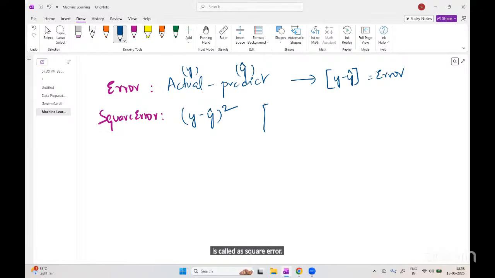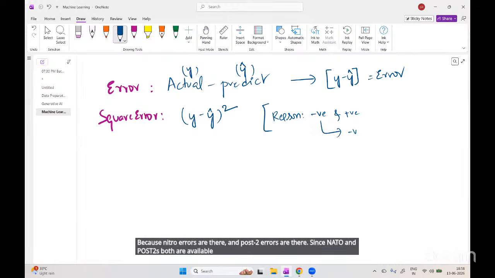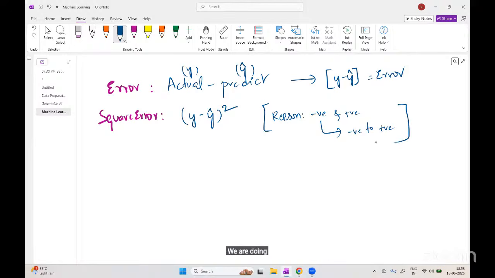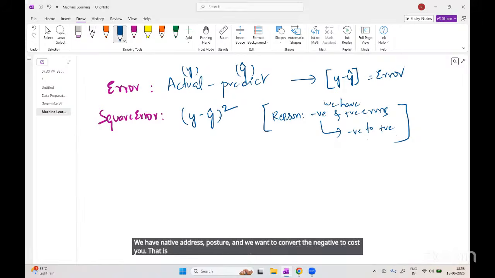Why do we have to do this? What is the reason we have to do the square? Because negative errors are there and positive errors are there. Since both negatives and positives are available, to convert the negatives to positive, we are doing the square. We have negative errors and positive errors, and we want to convert the negative to positive. That is the reason we are doing the square.